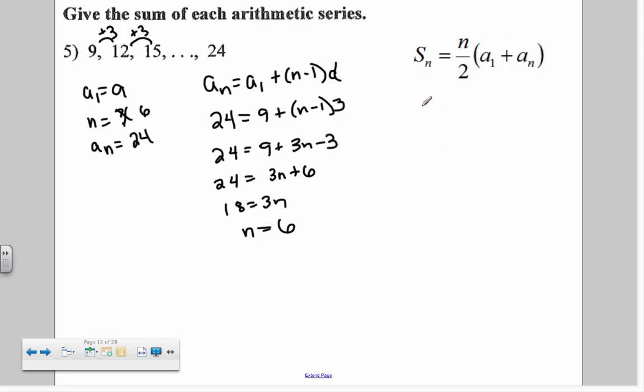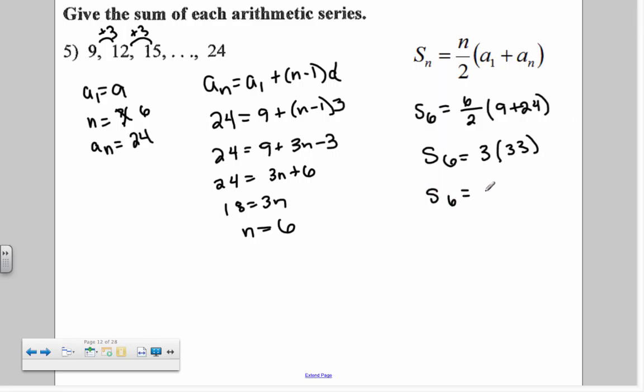So now I'm just going to plug this in. The sum of the first 6 terms is equal to 6 divided by 2 times the sum of the first term plus the last term, 9 plus 24. That gives me 3 times 33, and 3 times 33 gives me 99. So the sum of the first 6 terms of this series is 99.